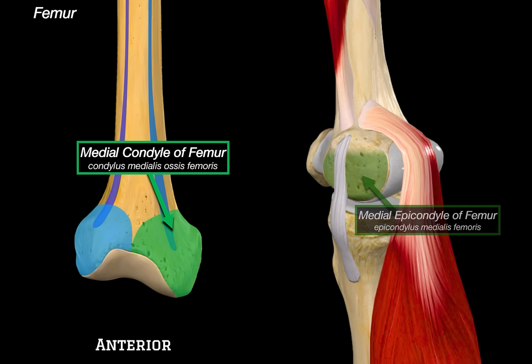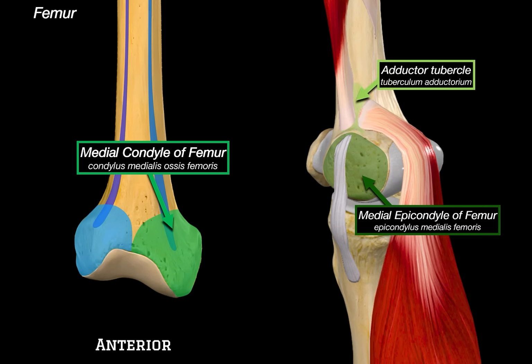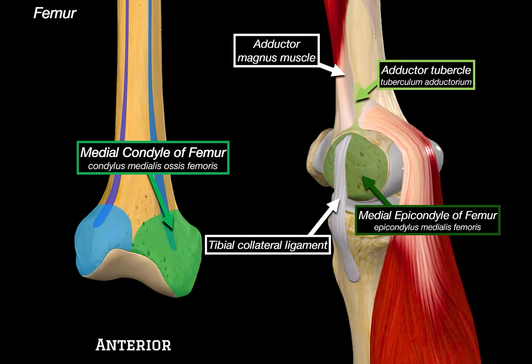The medial condyle has a medial epicondyle on its outer surface, and just above that we find the adductor tubercle. The adductor magnus muscle inserts right onto this tubercle, while the tibial collateral ligament attaches more inferiorly on the medial epicondyle. Also attaching here on the medial condyle is the medial head of the gastrocnemius muscle.